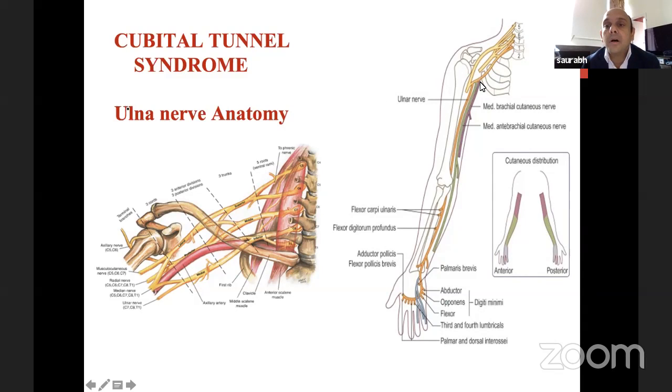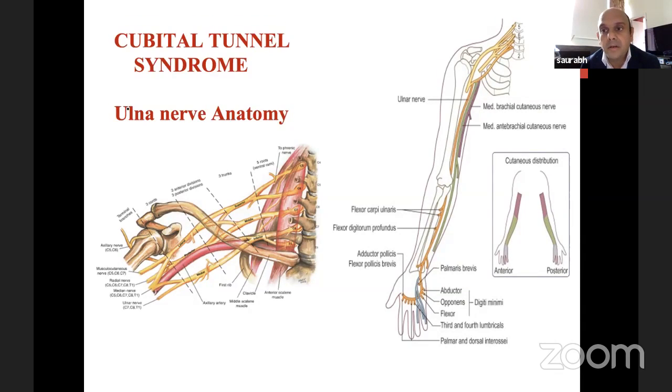It comes from the medial cord of the brachial plexus. We know that. If I take you there, that's the medial cord, that's posterior, that's lateral. That's the ulnar nerve. In the exam, you can be asked to draw a brachial plexus, which should take you roughly 30 seconds. That's why I put this slide. Now, the ulnar nerve is a very twisty nerve.